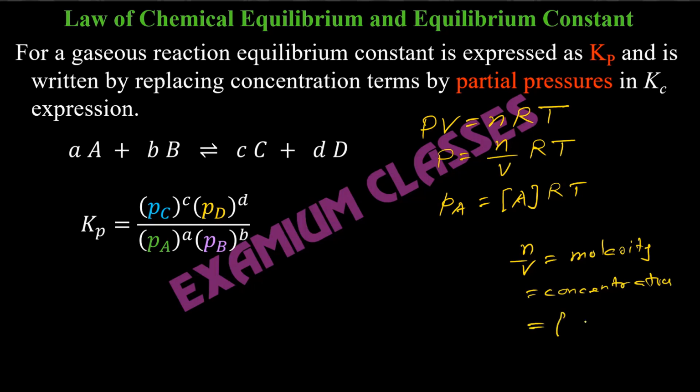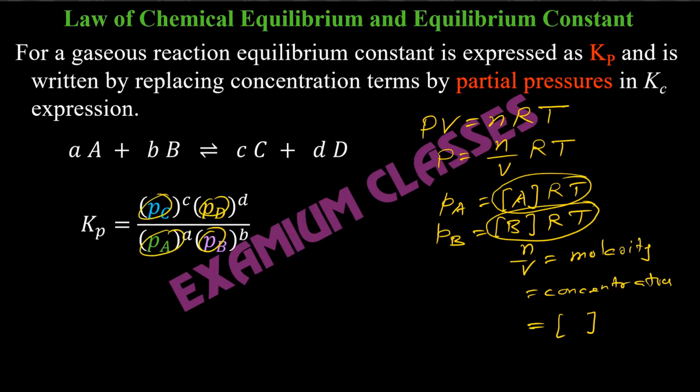And concentration we represent by square brackets. So for A, it will be square bracket A. For B, the partial pressure will be the concentration of B, RT. R and T are constant. The gas constant is constant. Temperature is the same. We are not changing. So we can substitute these values for A, B, C, D here.